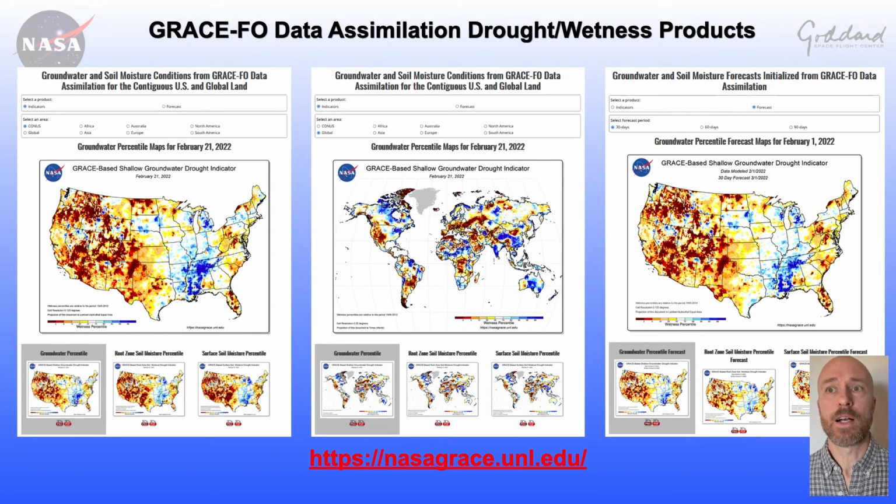The product on the right is our newest. This is a forecast product. What we do is we use the GRACE and GRACE follow-on data assimilation to initialize a forecast going into the future, and we produce 30, 60, and 90-day forecasts of wetness and drought conditions across the U.S. And these again are for groundwater, root zone soil moisture, and surface soil moisture.